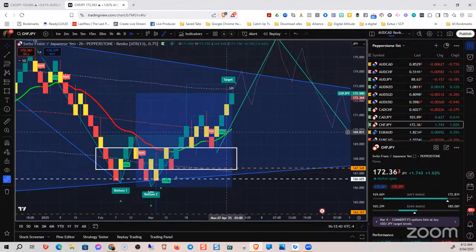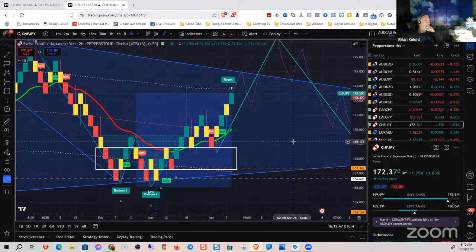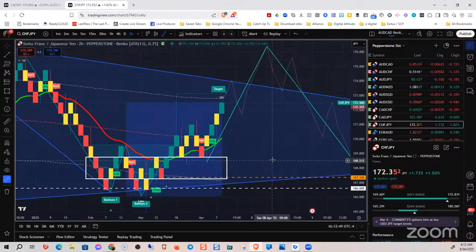And now I just let it run, because it would have to break that if it was going to continue back down. That's right. That's exactly right. Just trying to read it. That's all.